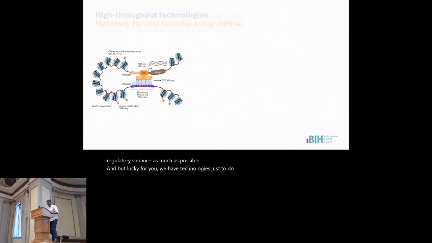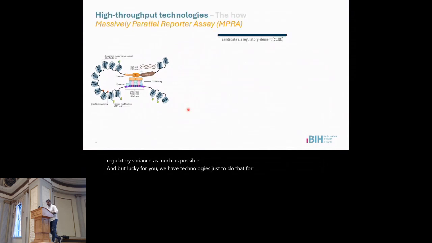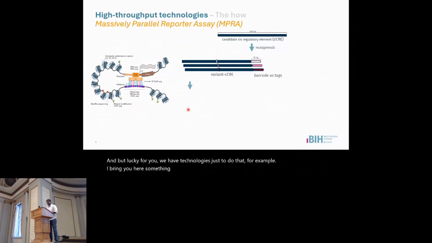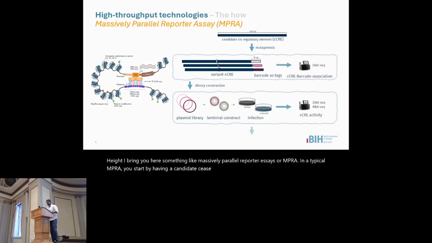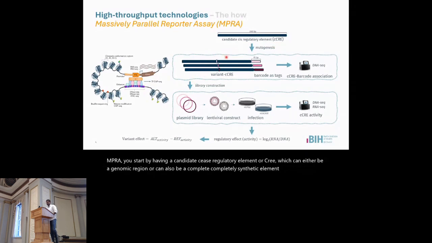For example, I bring you here something like massively parallel reporter assays, or MPRA. In a typical MPRA, you start by having a candidate cis-regulatory element, or CRE, which can either be a genomic region or a completely synthetic element. And it can also have certain variants in it or not.